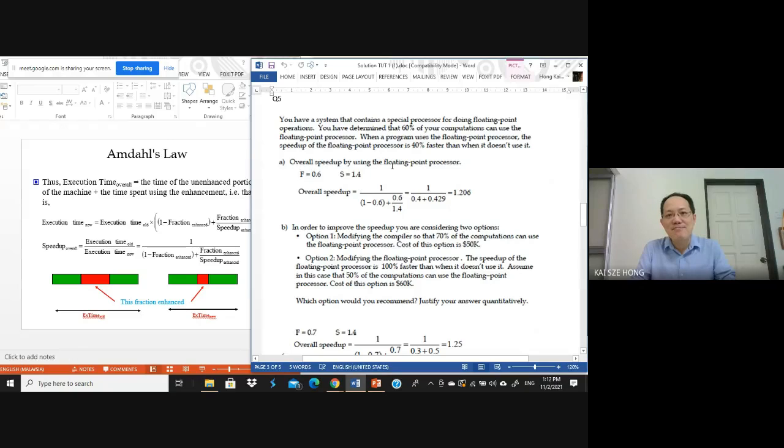So the overall speed up is still using the same formula. The speed up equals 1 over (1 minus the portion that can be sped up) plus the portion that can be sped up, which is 0.6, divided by 1.4, because you have 40% faster. So eventually you will get 1.206. So this will be your answer to question A.